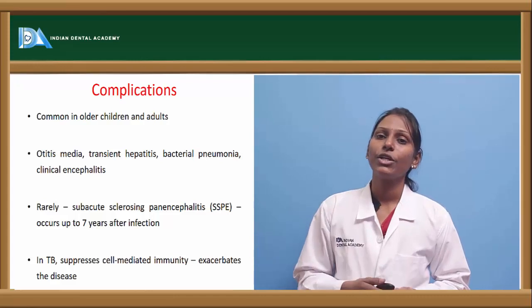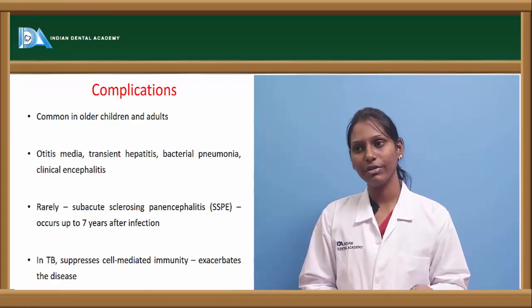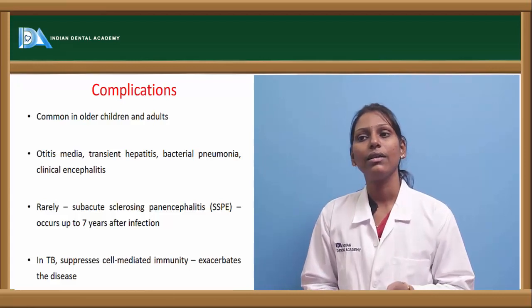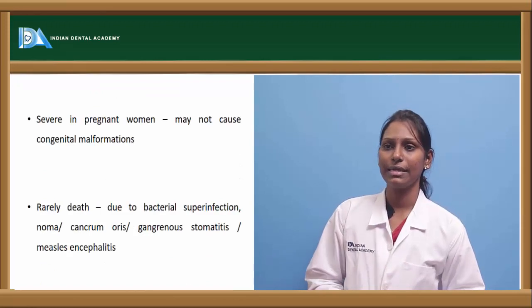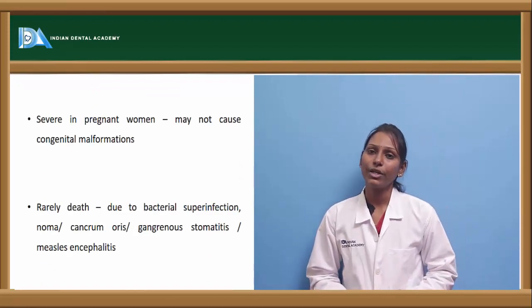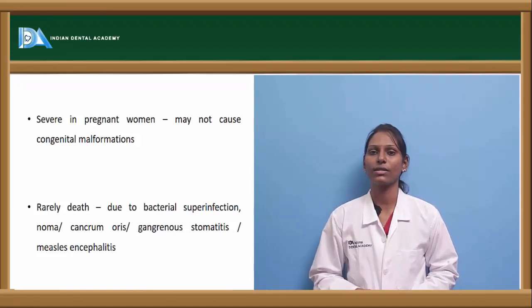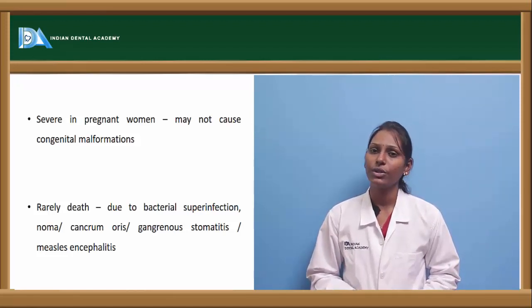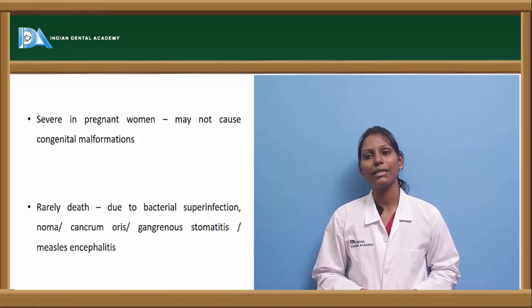In TB, that is tuberculosis, what happens? There will be suppressed cell-mediated immunity, and measles will further suppress T cell mediated immunity, and hence it will cause exacerbation of the disease. In pregnant women, if measles occurs, it may cause congenital malformations in the fetus. Then in rare cases, there will be death due to bacterial superinfection.